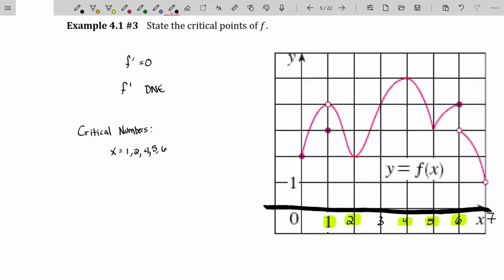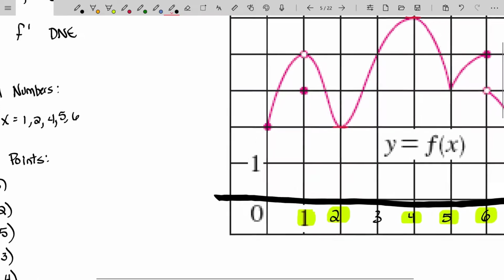And then the critical points are just the points. So the critical points are (1, 3), (2, 2), (4, 5), (5, 3), and (6, 4). Something I want to draw your attention to. Let me just showcase something to you.